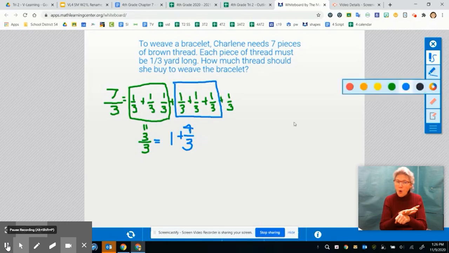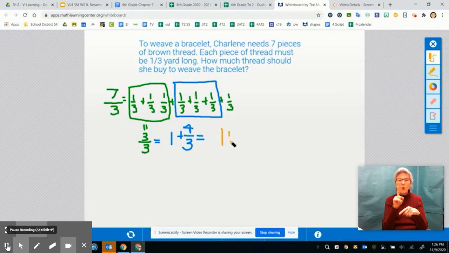So this is now equal to, if I change up my color here, 1 plus 1. So I took my 4 thirds here and I made this into a 1. So this is equal to 1. This is equal to 1. And now what am I left with? I'm left with 1/3. So now what I have is 2 whole yards right here, and what I have left over is 1/3. So Charlene needs 2 1/3 yards of brown thread in order to make her bracelet.